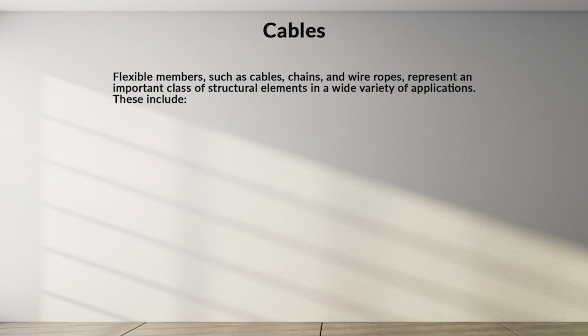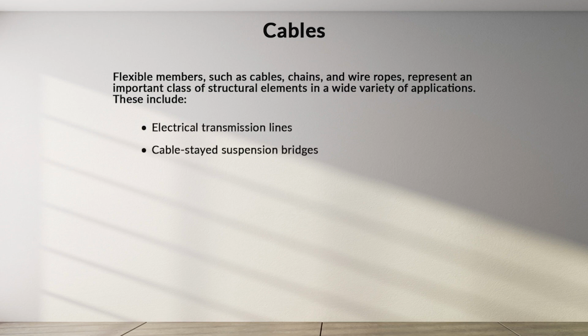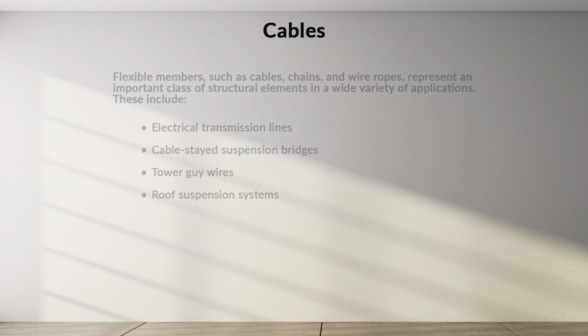Flexible members such as cables, chains, and wire ropes represent an important class of structural elements in a wide variety of applications. These include electrical transmission lines, cable-stayed suspension bridges, tower guy wires, and some roof suspension systems. In this section, we will discuss 3 common types of cable loads.